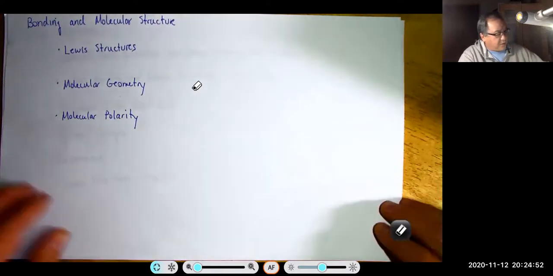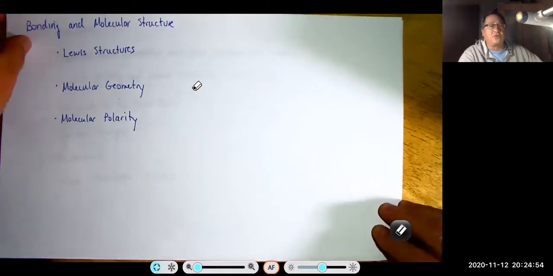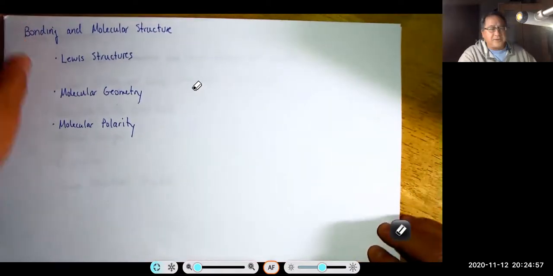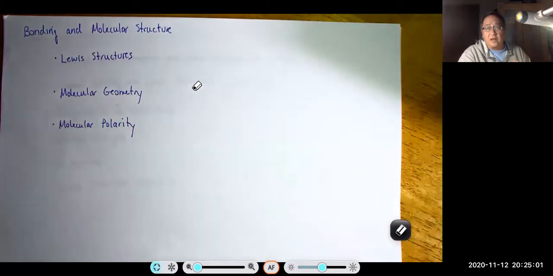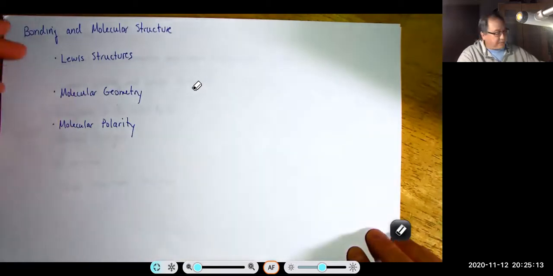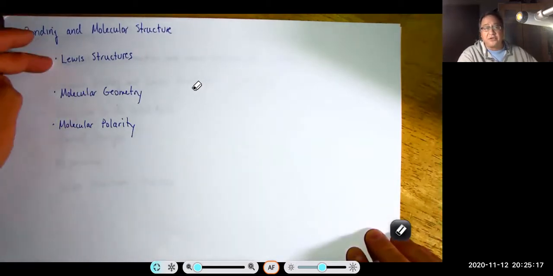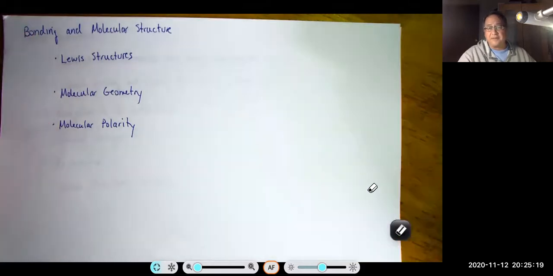In this section or module, we're going to be looking at bonding and molecular structure. The reason this is important is because the three-dimensional molecular structure of molecules is really important to how they function. In fact, if they don't have the right structure, they don't function properly. This section can be divided into three major sections: Lewis structures, molecular geometry, and molecular polarity.